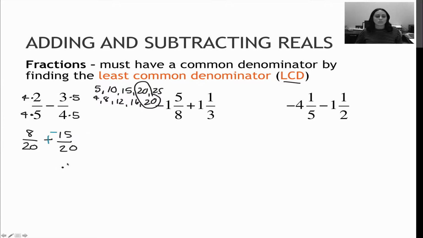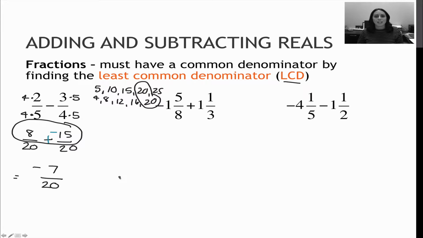Now when I find the difference, obviously I don't have to worry about the 20s. My answer will have a 20 on the bottom. So that's the 20 on the bottom just says that you have something that's broken up into 20 parts. My first one has 8 parts, my second one has negative 15 parts. So these are the two that I'm going to be combining together. So the difference between 8 and 15 is 7, and then the bigger of those signs is negative, so my answer is negative. So this is my final answer, negative 7/20.